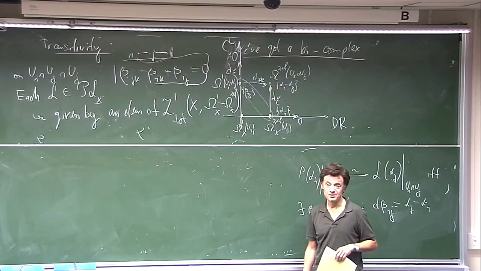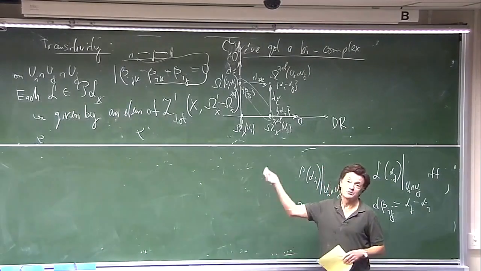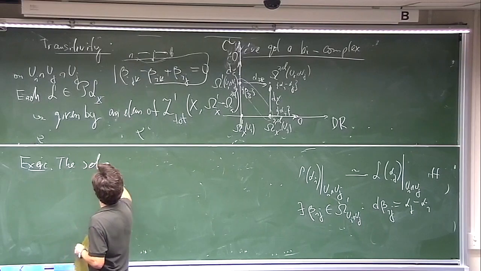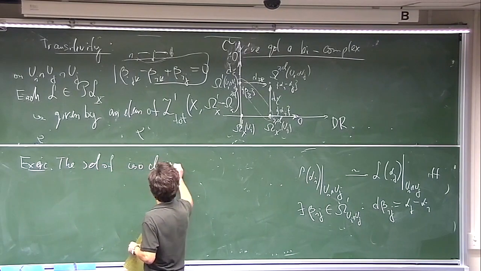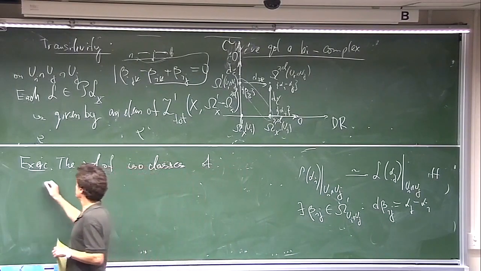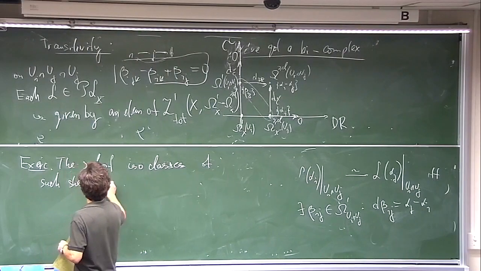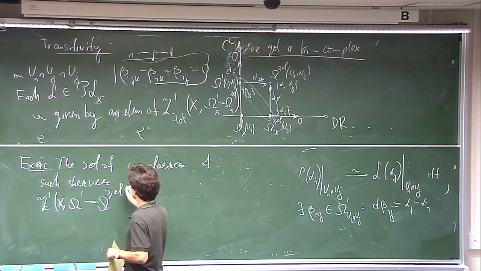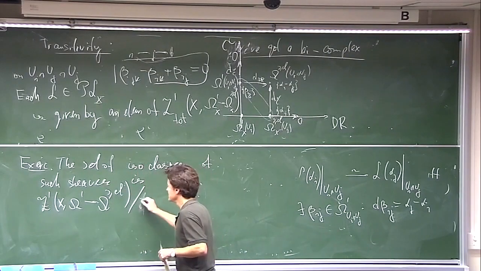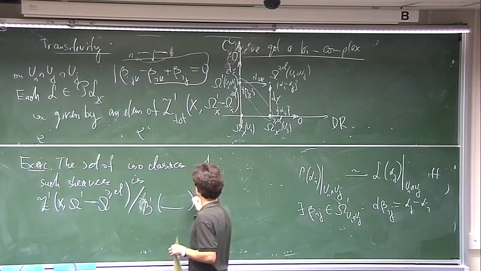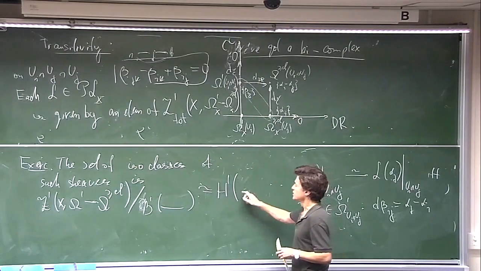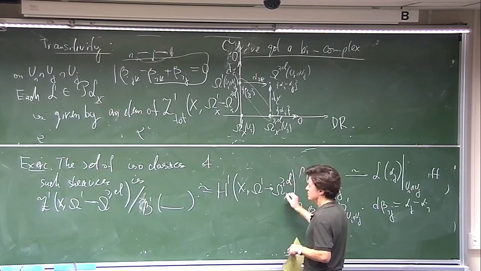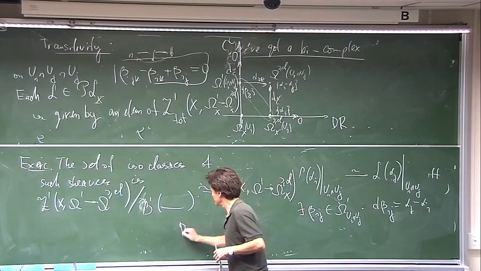Some of them may be isomorphic. Can you guess what the set of isomorphism classes is? Exercise: the set of isomorphism classes of such shapes is simply Z1 modulo B1. So simply the first total homology of X with values in the truncated complex. But the reason is, let me say a few words.